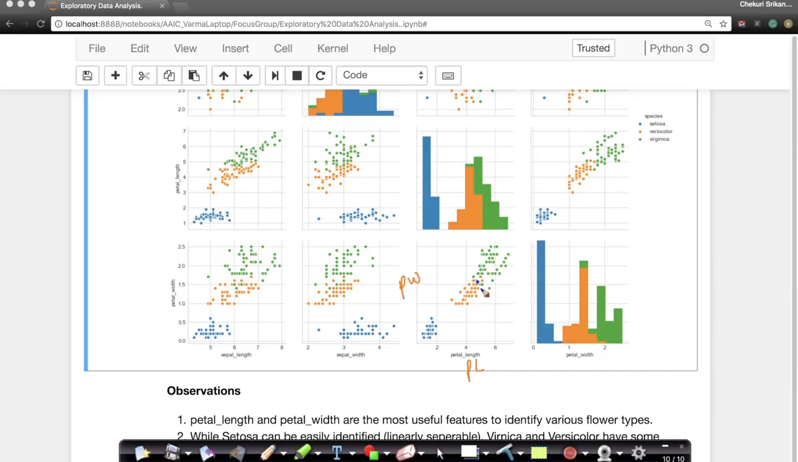So I picked up a new flower from the garden, from the iris family, of course, and I found that its petal length is this much. It's about 5, and its petal width is roughly about 3 units. Now the question that arises to my mind is: is this flower versicolor, your orange type of flower, or is it a green one, which is virginica?